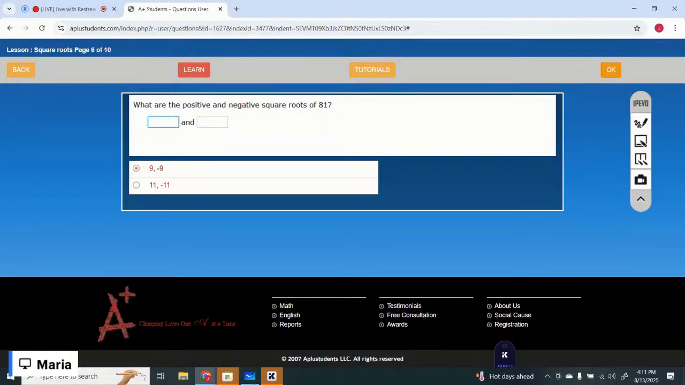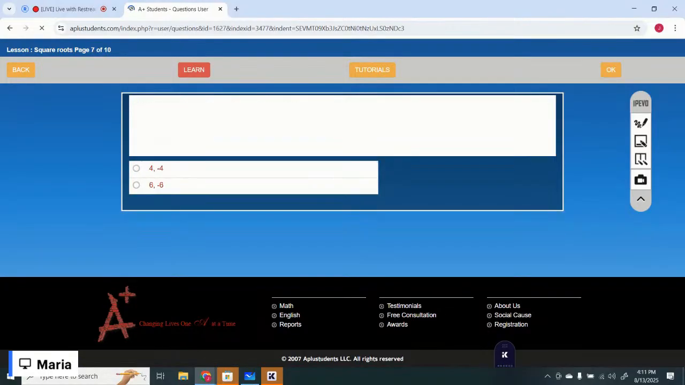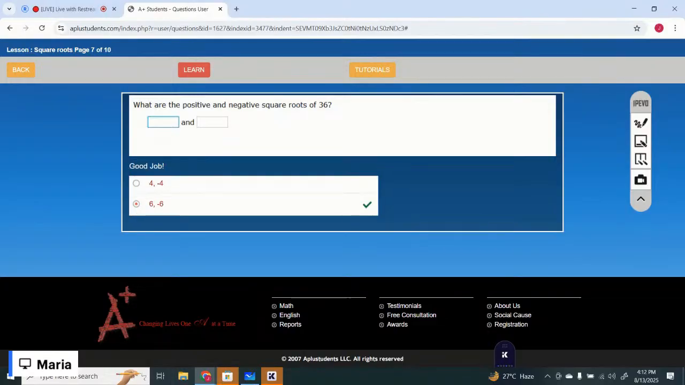Okay, you can complete the lesson by yourself later today. What are the positive and negative square root of 36? That is 6 and negative 6. Option number 2 is the correct option because 6 times 6 is 36.